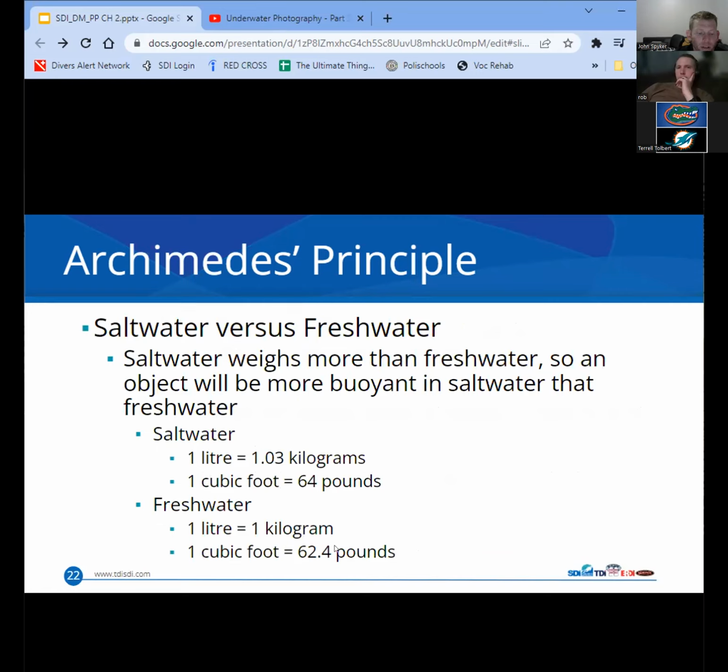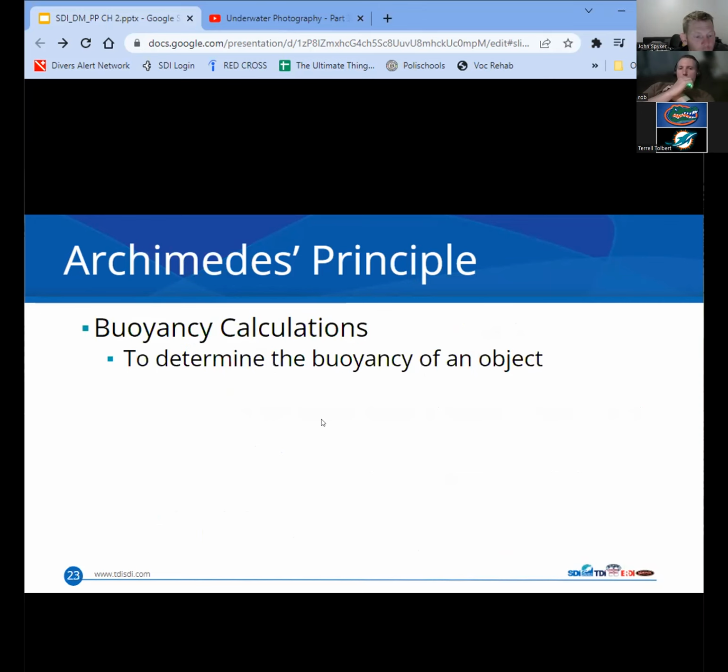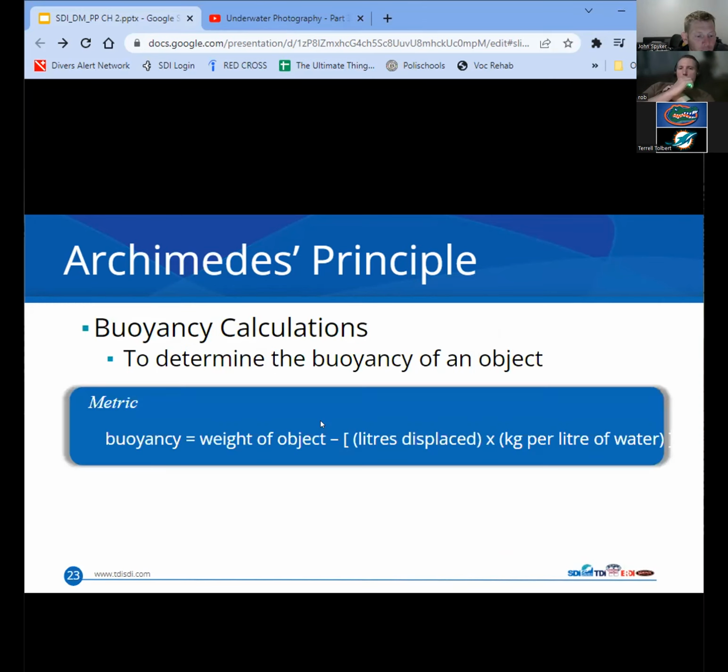Hey, it has it in here. I didn't have to Google it. It's right here. Look at that. Maybe I should know my stuff. 64 pounds. Fresh water weighs less than salt water does. Imagine that. Salt water weighs more than fresh water does. How would you know?